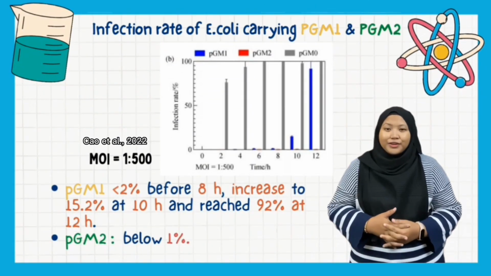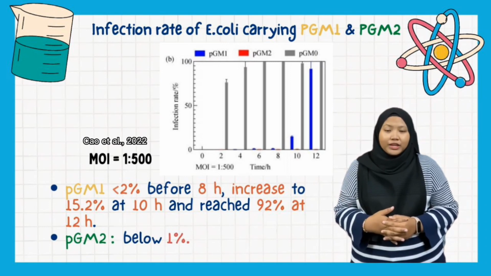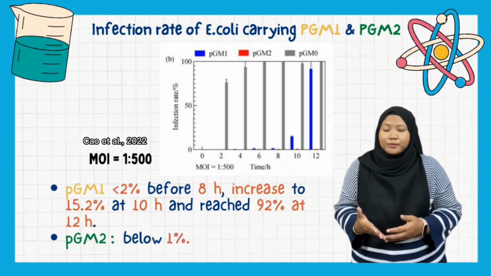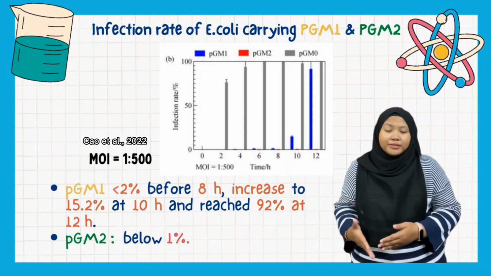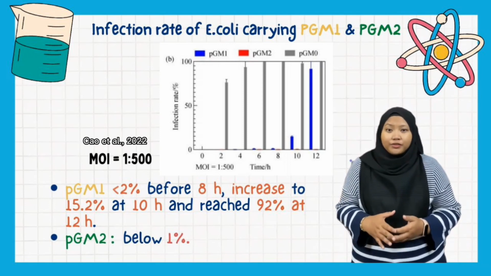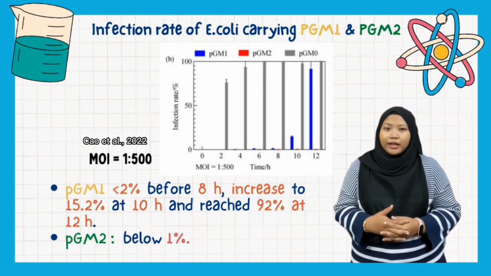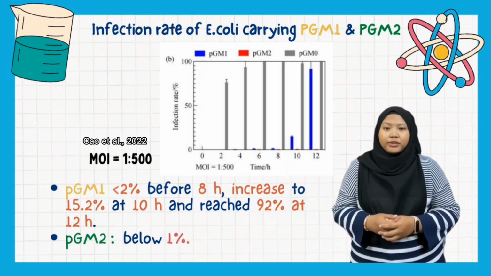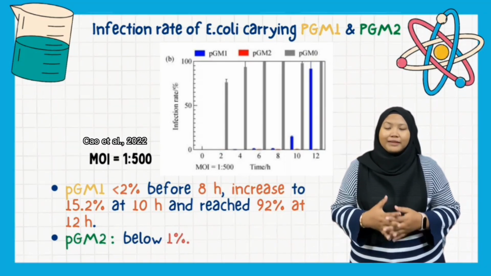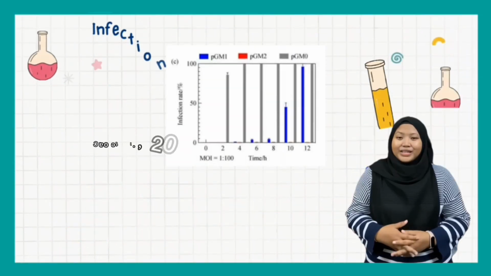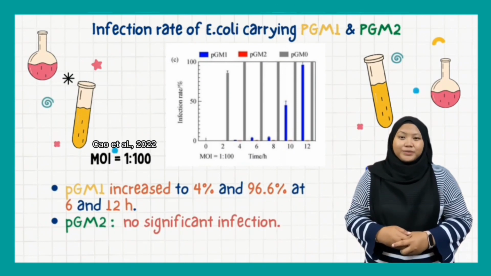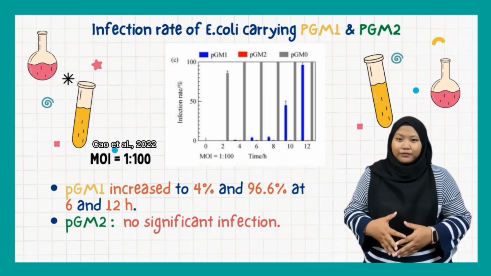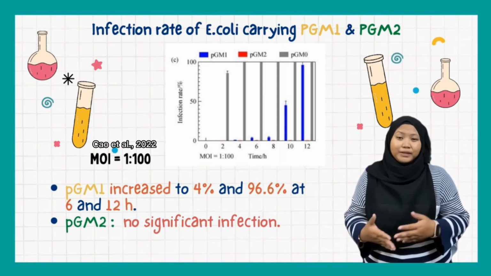Based on this graph, E. coli carrying PGM1 had infection rates greater than 2% before 8 hours, 15.2% at 10 hours, and 92% at 12 hours. All infection rates for PGM2 carrying E. coli were below 1%. This result indicates that PGM2 demonstrated a better preventive effect than PGM1. To test if MCBAS works better when there are more MKR-PAGE, more MKR-PAGE were used to infect E. coli with PGM1 and PGM2.